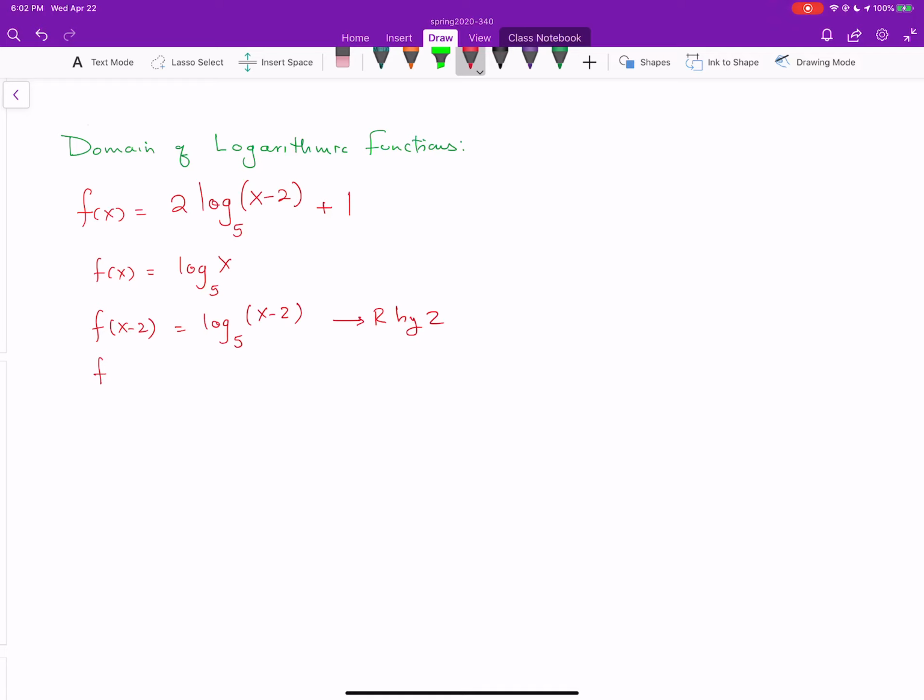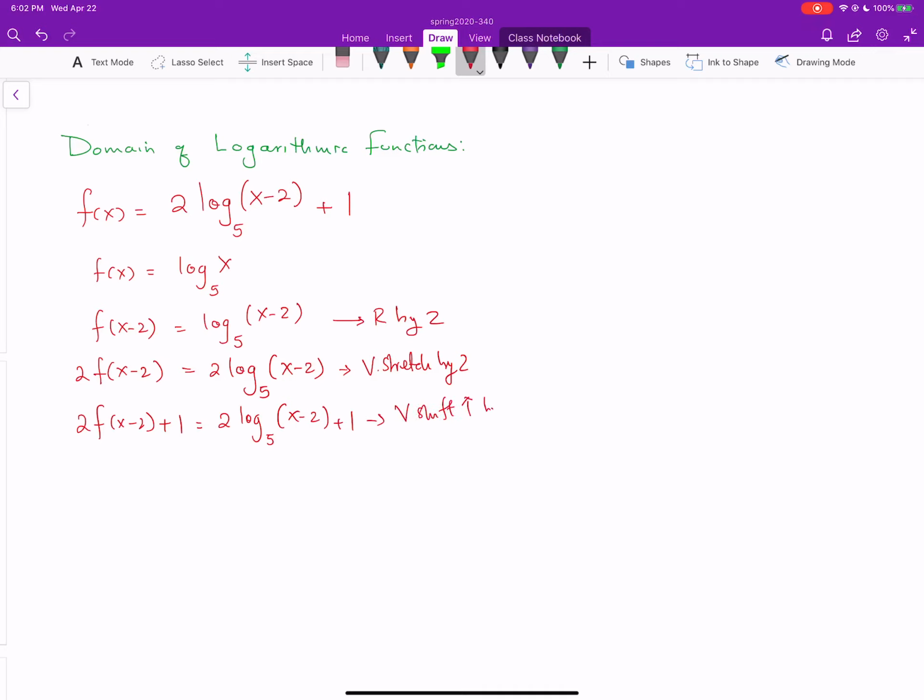And then there was a stretch by a factor of 2. So you get 2 log 5. So it's a vertical stretch by 2. And then finally we moved it up. So it's 2 log 5 of (x minus 2) plus 1. That's a vertical shift up by 1. So we see the sequence of transformations.